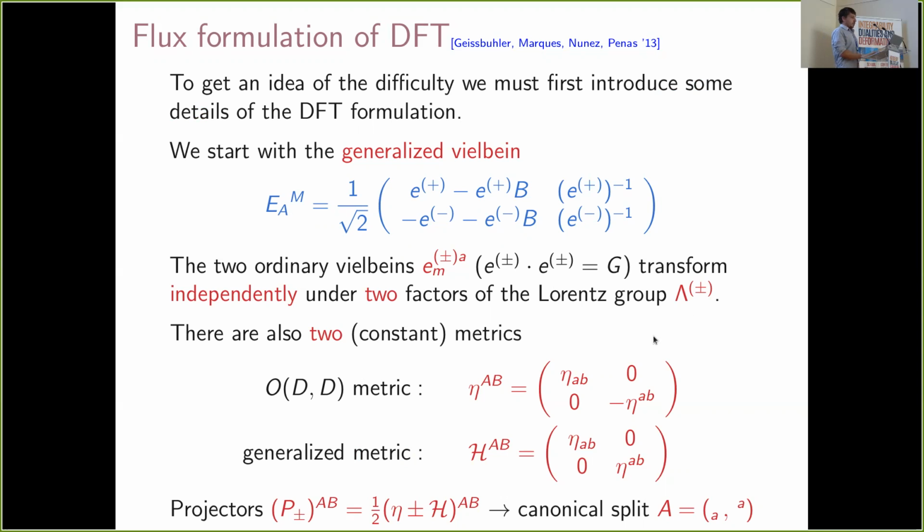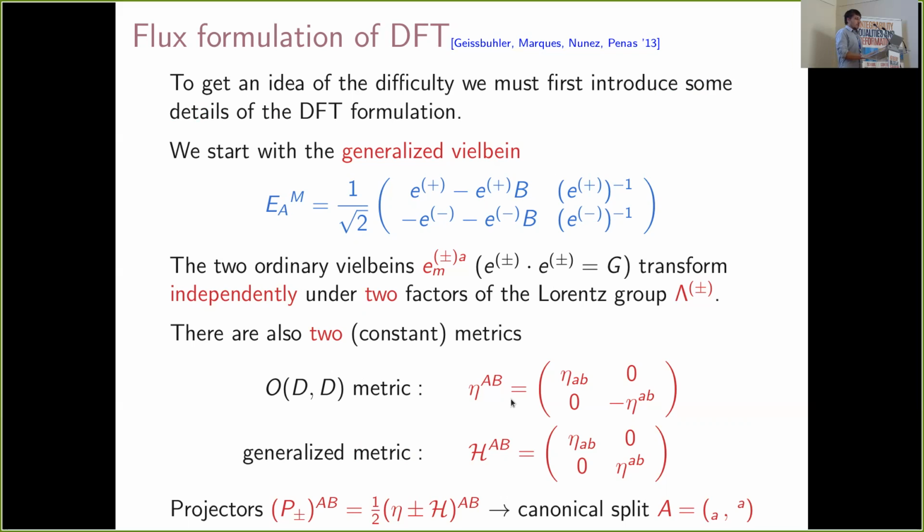And in this framework, there are two metrics that are actually constant metrics. One is the O(D,D) metric, which we had before, but if we rewrite it in terms of these A indices by translating the M to A indices using the generalized vielbein, it just becomes the Minkowski metric and minus the Minkowski metric on the diagonal. Then there's another metric, which is also constant, which is now just the Minkowski metric in both diagonal blocks. That's the generalized metric.